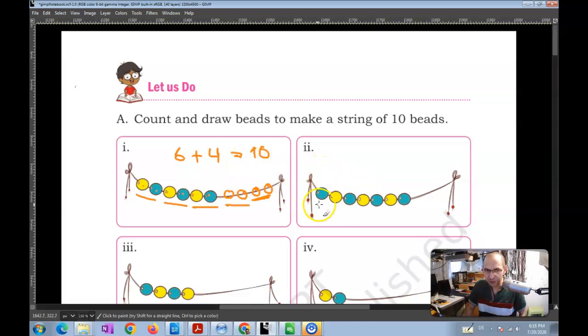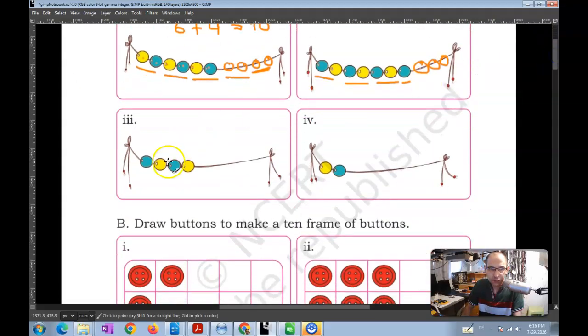Or for example over here we have 2, 4, 6, and 7, and so if I draw 3 beads over here, I will have a string of 10 beads, right? Over here I have 4 beads, so if I draw 1, 2, 3, 4, 5, and 6, I will have 10 beads. And over here I have 2, so if I draw 1, 2, 3, 4, 5, 6, 7, and 8, that's again a string of 10. These are all a good model for the number 10, which later on we can use to do other things.